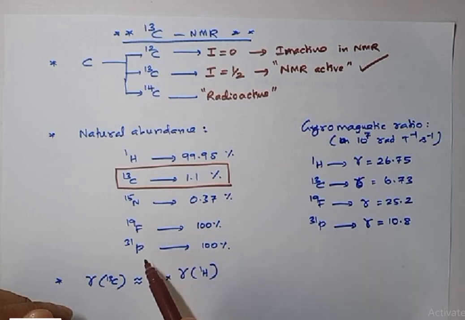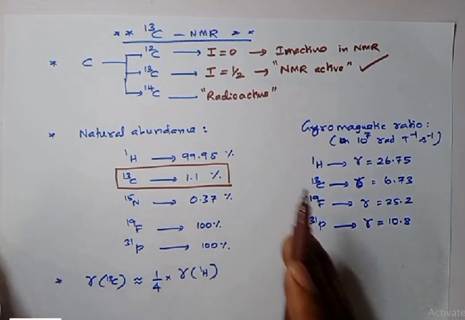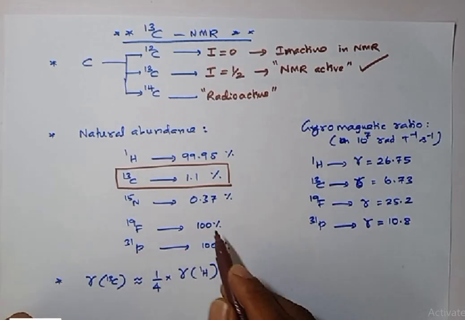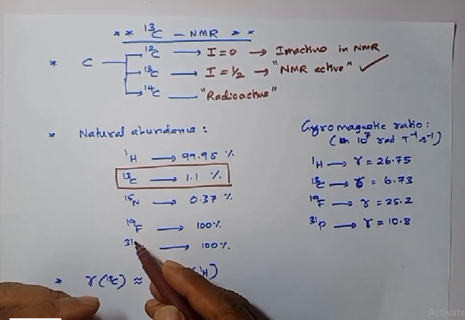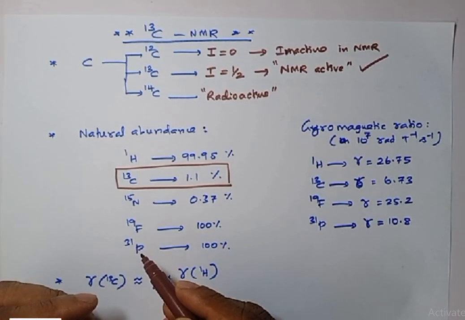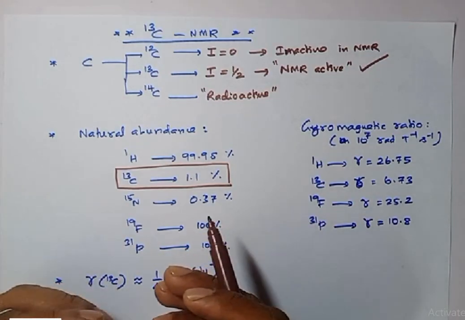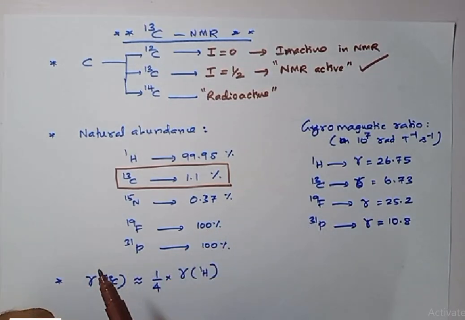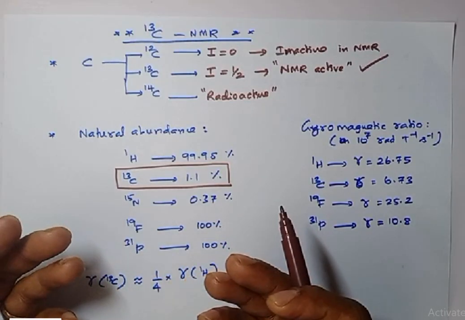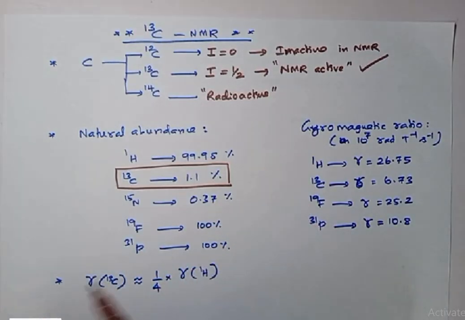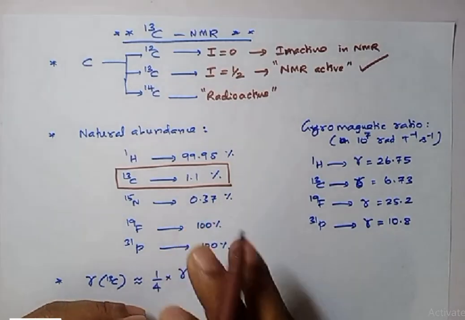Here I have given the natural abundance of a few more nuclei. For F19 and P31, the natural abundance is 100%. What does this indicate? It indicates that F19 and P31 may not have isotopes, or even if they have isotopes, their natural abundance is negligibly small. So that's the point.